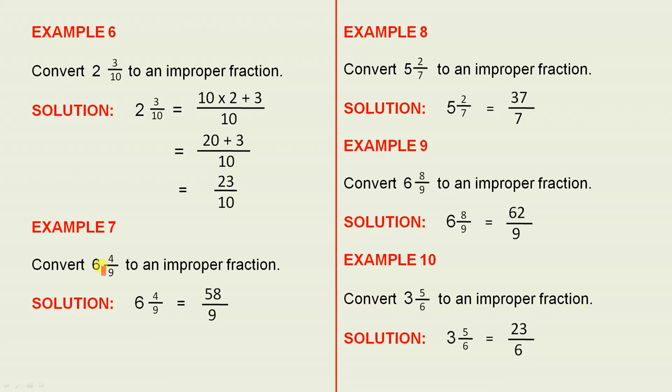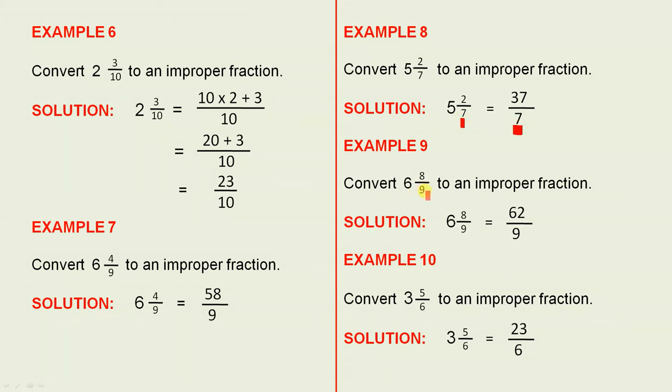Example 7, convert 6 4/9 to an improper fraction. 9 6s are 54, plus 4 is 58, 58/9. Converting 5 2/7, 7 5s are 35, plus 2 is 37, all over 7. Don't forget, the denominator is there.